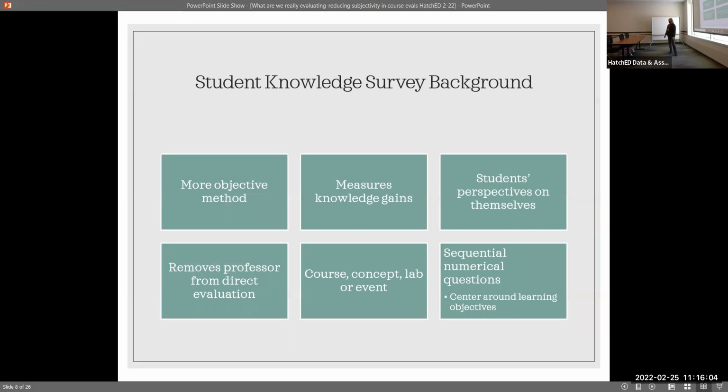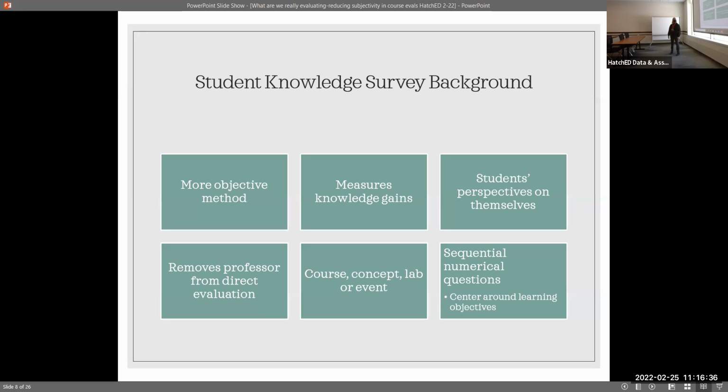So what does all of that tell us? Well, we know there are obvious biases that exist in the current course evaluation system. We know we can't totally avoid that. Unfortunately, it's human nature to some extent. However, if we can find a way to change our evaluation system to be more objective and less subjective, maybe we can eliminate some of that or at least reduce it to a point where evaluations are more usable for all of us. And so that's the idea behind the Student Knowledge Survey.